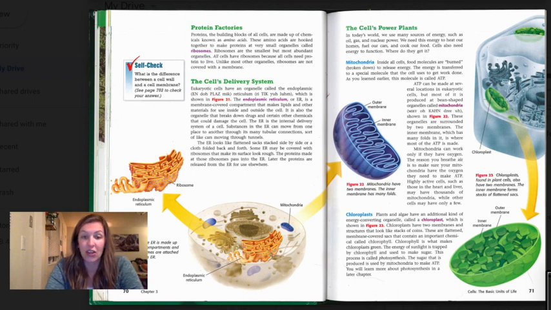Plants and algae have an additional kind of energy-converting organelle called the chloroplast, which is shown in figure 23. Chloroplasts have two membranes and structures that look like sacks of coins. Those are flattened membrane-covered sacks that contain important chemicals called chlorophyll. Chlorophyll is what makes chloroplasts green. The energy of sunlight is trapped by chlorophyll and used to make sugar. This process is called photosynthesis. The sugar that is produced is used by mitochondria to make ATP, so it's kind of like their version of eating. You will learn more about photosynthesis in a later chapter.